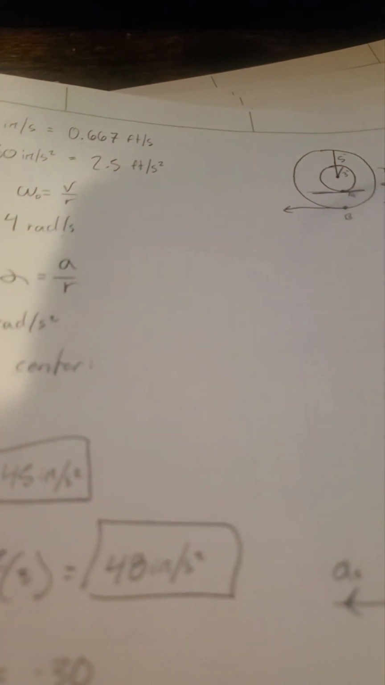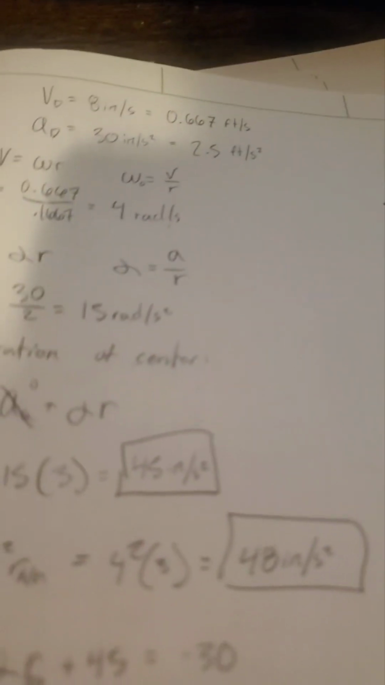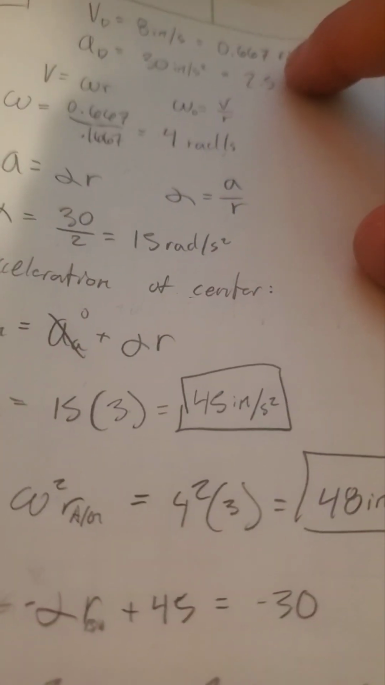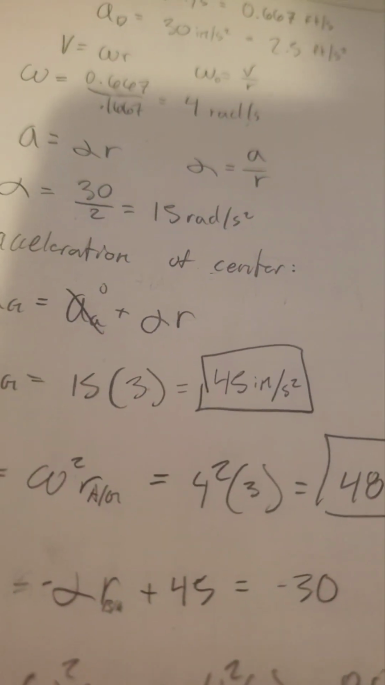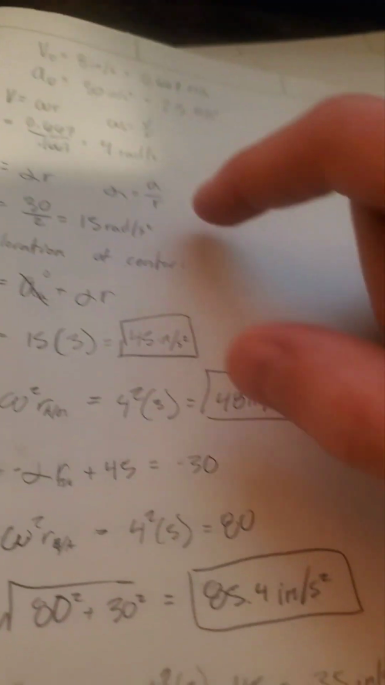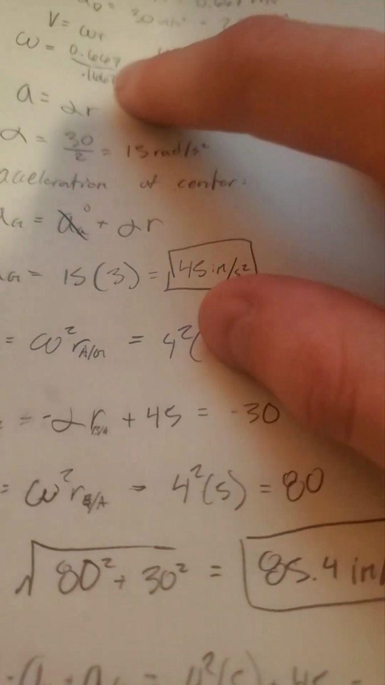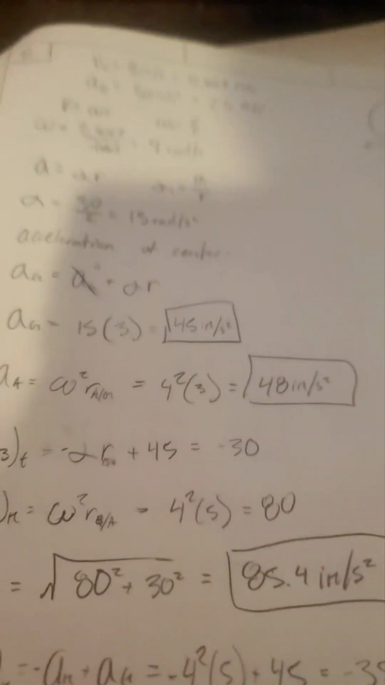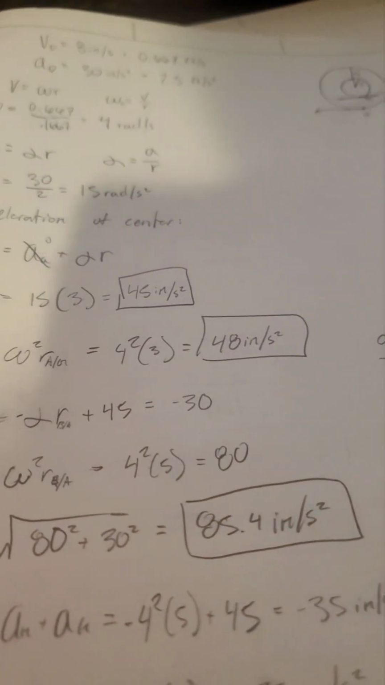So this one was the circle rotating, and it's like a rope being pulled. So for this one, I just solved for the velocity in terms of feet per second. I did this one all in feet per second. Found the angular velocity in rads a second and the acceleration.